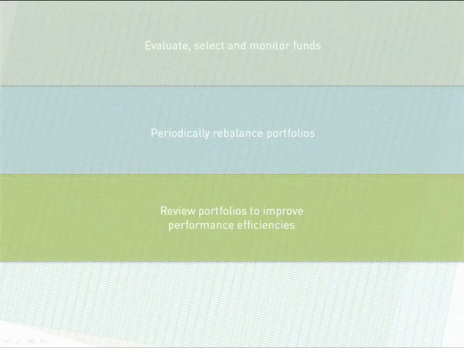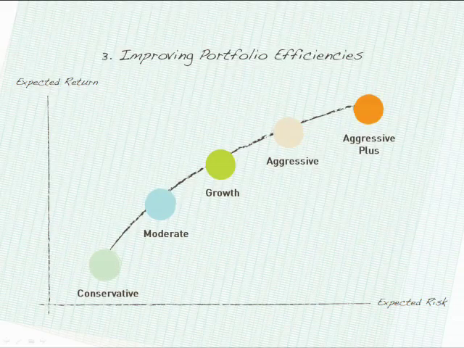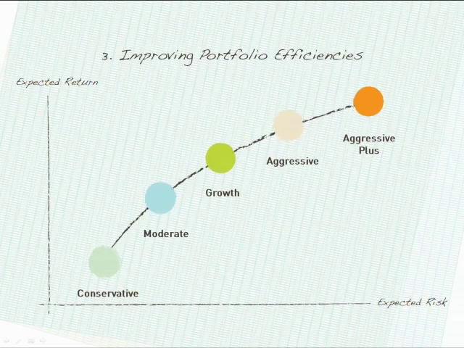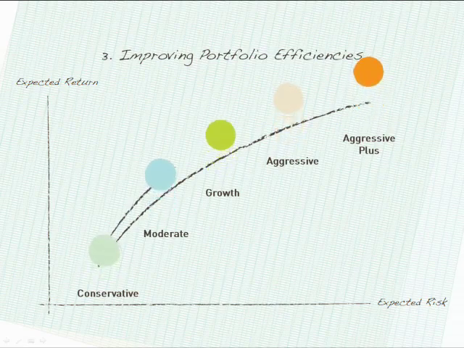Review portfolios to improve performance efficiencies. At the beginning of each year, we review the past year's performance of our asset classes. With this information, we can add, replace, or change allocations with the goal of delivering a higher expected rate of return for our portfolios without increasing the level of risk.